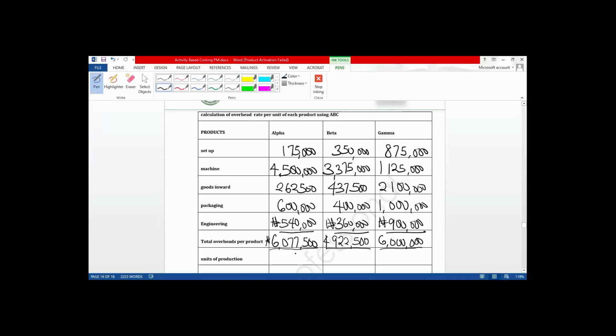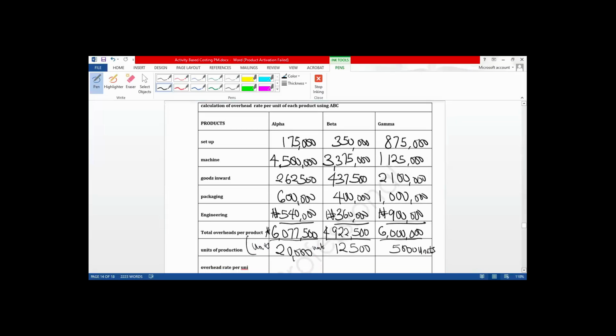You have gotten total, but I need to calculate overhead rate per unit. I have gotten total overhead. You now go and bring volume of production. Here we are going to produce 20,000 units. Here 12,500 units. Here 5,000 units. These are units.